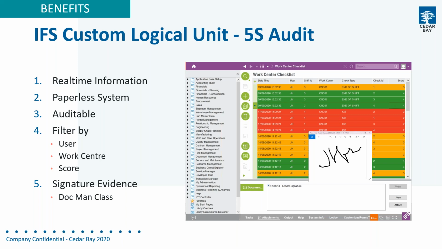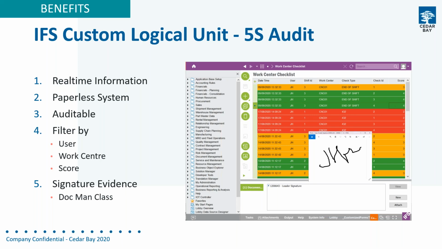What we've also done is by going down the document management route and signing the screen, we've got rid of paper, so we don't have any 5S audits, we don't have any paper out in the production environment that can get lost or damaged. We get rid of handwriting challenges because we are selecting drop-down values for the work centre and for the scores. So we put a load of controls in place.